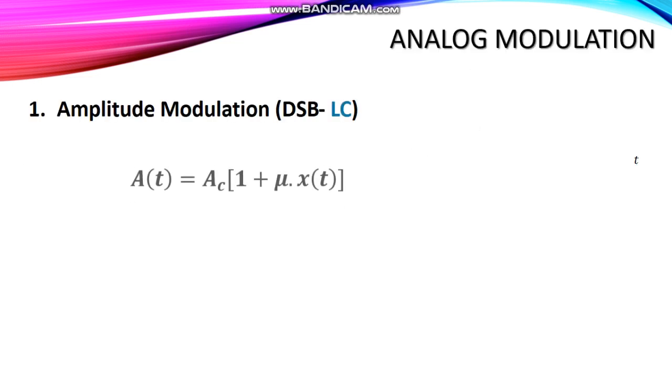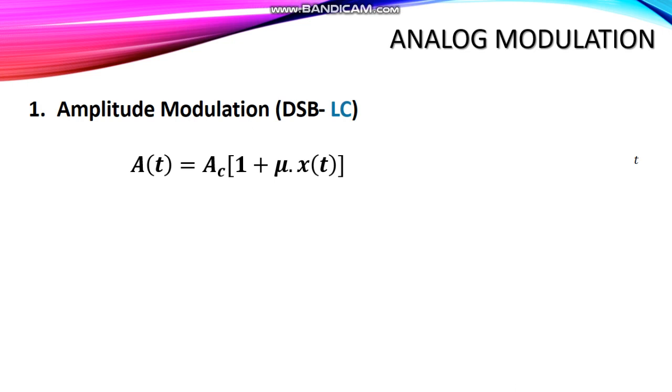In order to modulate a signal, we need a carrier signal which has a very high frequency. In amplitude modulation what we do is we change carrier signal amplitude according to our original message. This is the equation for the modulated signal amplitude. Ac is the original amplitude of the carrier signal. x(t) denotes our original message. Mu denotes the amplitude modulation index.